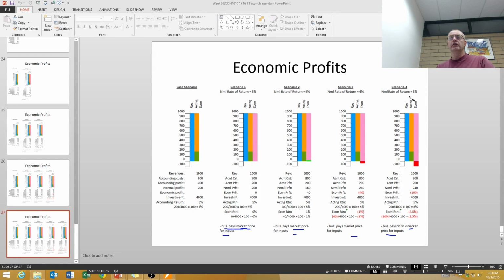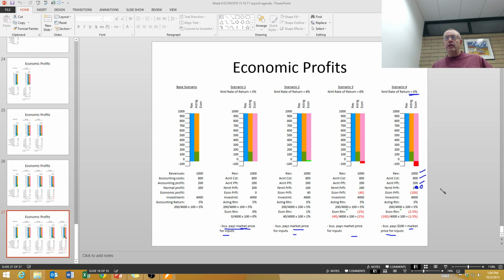So let's go back to our default scenario where the normal rate of return is 5%. So we have a business generating $1,000 in revenue, accounting cost of $800, accounting profit of $200, same as before. Oops, I think I got this mixed up. Oh, sorry, I do have a little mistake here. That should say 0, 0, 0, 0. That's a correction there.